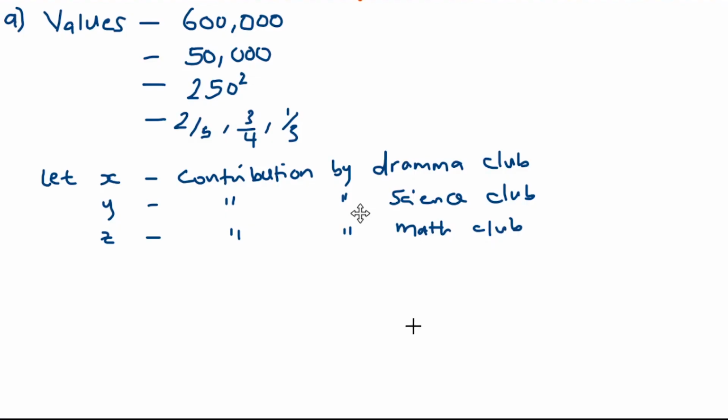So the values needed: we need the 600,000. You remember they told us that the total of the contributions by the three clubs is 600,000. We need the 50,000, which was mentioned in the scenario. We need the 250 squared. We need these fractions because these are the partial contributions of each teacher in respect to their clubs' contributions. So we begin by working with these variables.